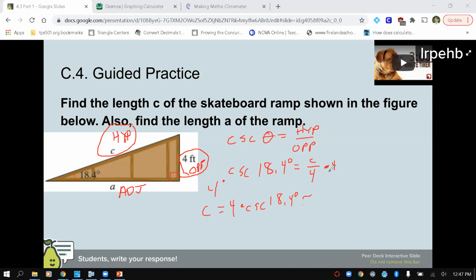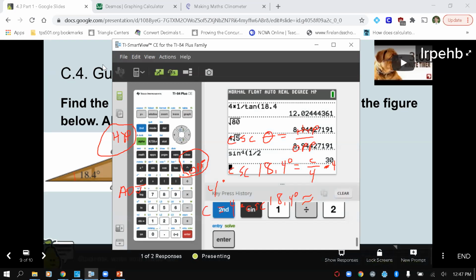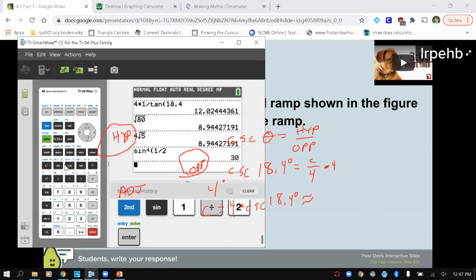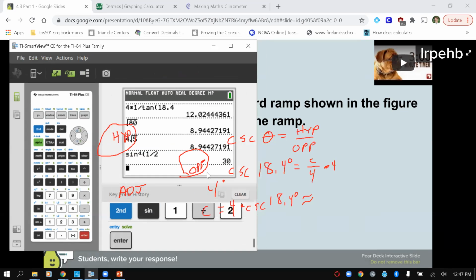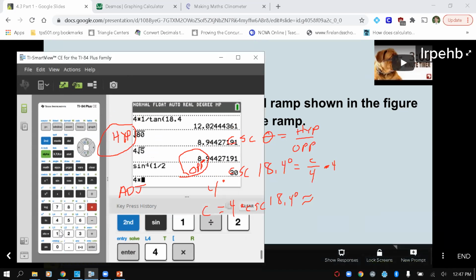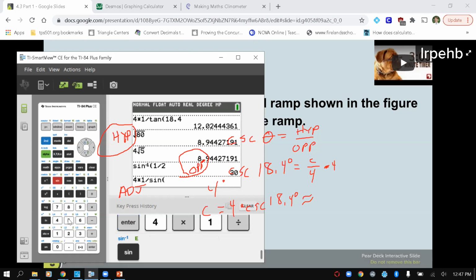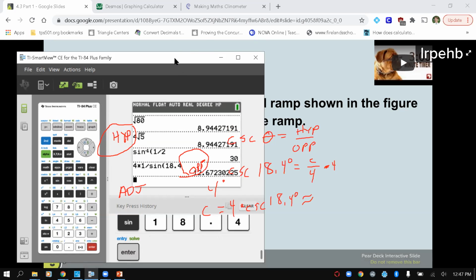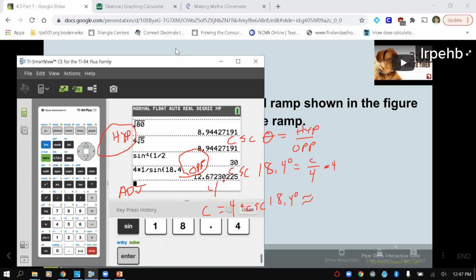Now to type that into your calculator, you will run into an issue because your calculator does not have a cosecant button. It's just sine, cosine, and tangent. So the easiest way is to take 4 times, well, what is cosecant? It's just 1 over sine of 18.4. And there you go. You get the answer, 12.672.